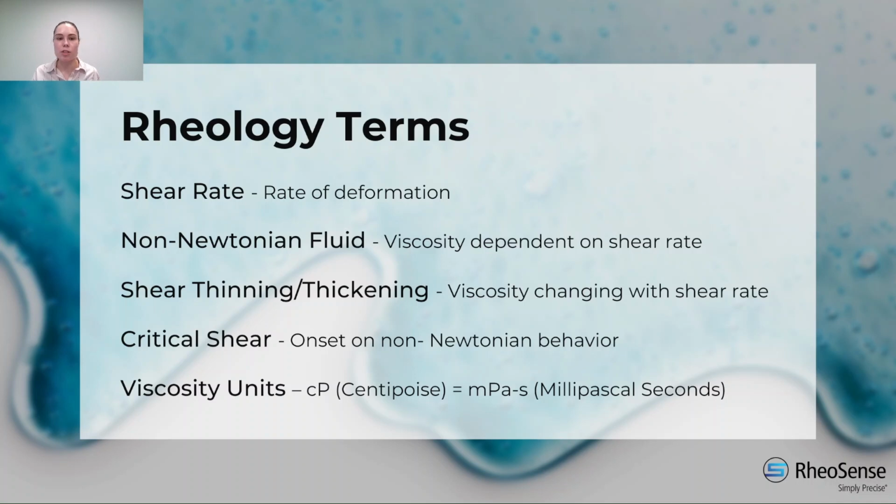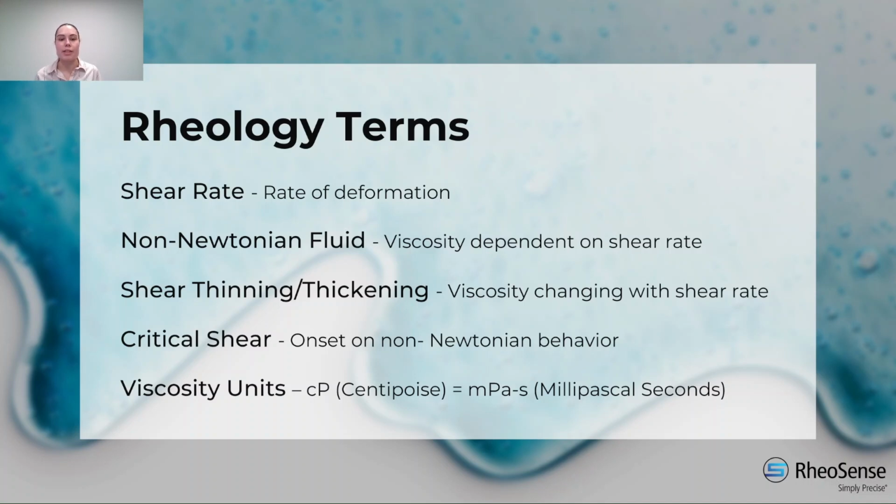And so first, you might hear us say shear rate, and this is just the rate of deformation. When we speak of non-Newtonian fluid, which I just mentioned, that's going to mean that viscosity is dependent on shear rate. If it was a Newtonian fluid, as you change shear rate, viscosity would not change. More specifically, non-Newtonian fluids can be broken up into shear thinning and shear thickening liquids. Shear thinning means that as we increase shear rate, viscosity will decrease, whereas thickening is the opposite: we increase shear rate, viscosity also increases.